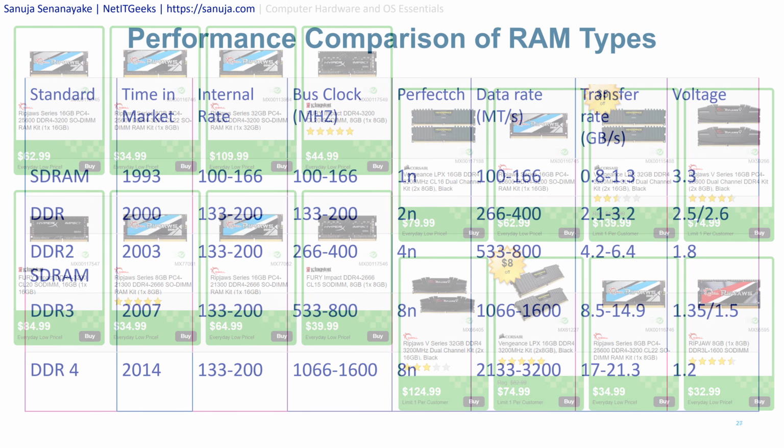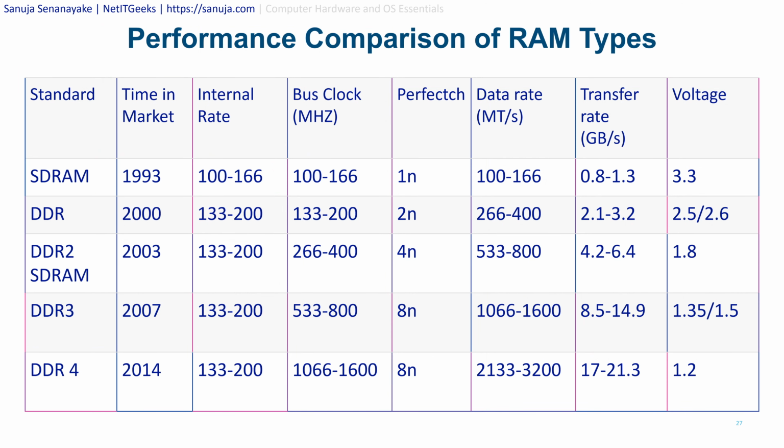Prices do change. In terms of performance comparison of RAM types, these are RAM types all the way to DDR4, and you can see the performance listed on this table. So SDRAM first came out in 1993, while DDR4 came in 2014, and there are iterations in between. You can see the bus clock has changed significantly, keeps going up each time, and the data rate has also significantly increased from SDRAM all the way to DDR4.